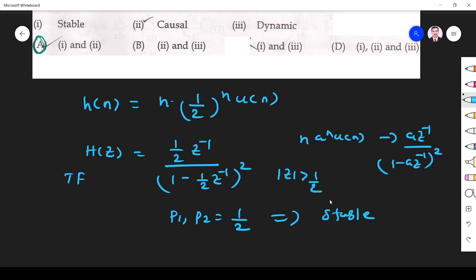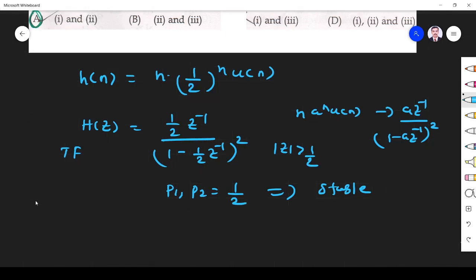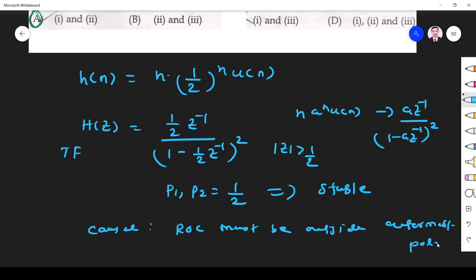Right? So for a causal system, what is the condition? ROC must be outside the outermost pole. What is the outermost pole? 1 by 2. Because we have only two poles. One pole is at 1 by 2, another pole is at 1 by 2. So the outermost pole is 1 by 2. For a causal system, ROC must be outside the outermost pole, if I know the transfer function. So the outermost pole is 1 by 2, ROC is greater than 1 by 2 only. So ROC is outside the outermost pole. So the system is causal also, right?